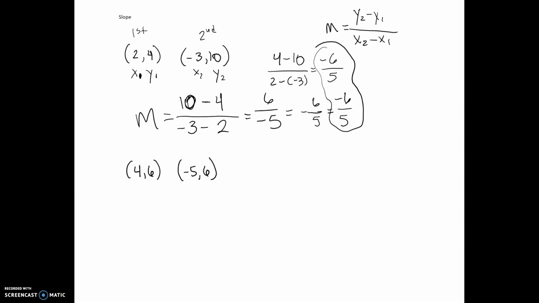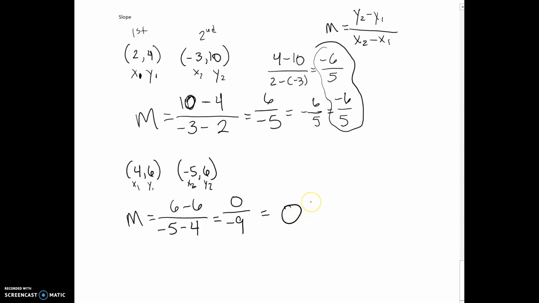So similarly for the bottom one, we'll call this x1, we'll call this y1, call this x2, call this y2. Plugging that into our slope formula, we get 6 minus 6 over negative 5 minus 4. Which is 0 over negative 9. This is the thinker. 0 divided by negative 9. How many times does negative 9 fit into 0? That is 0. So the slope of this one is 0.